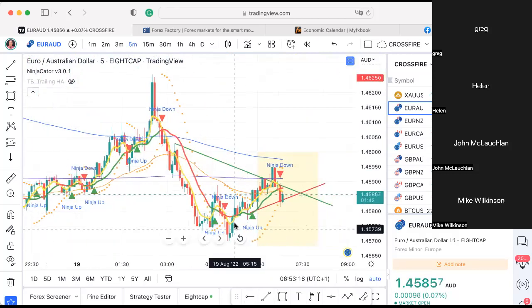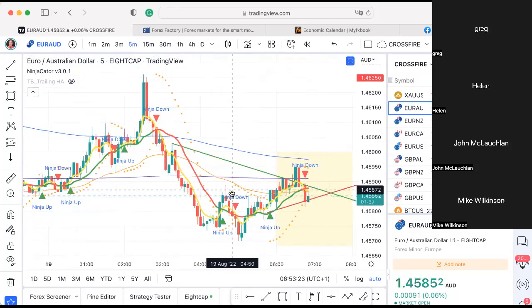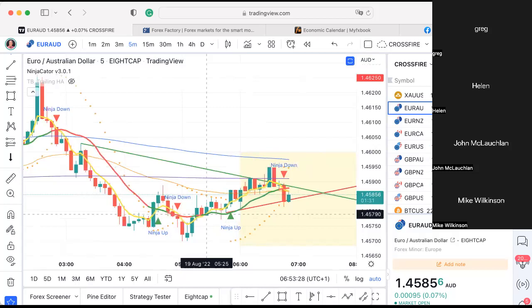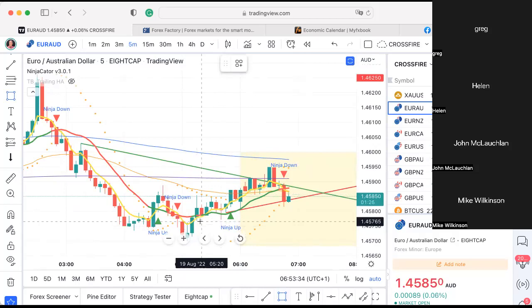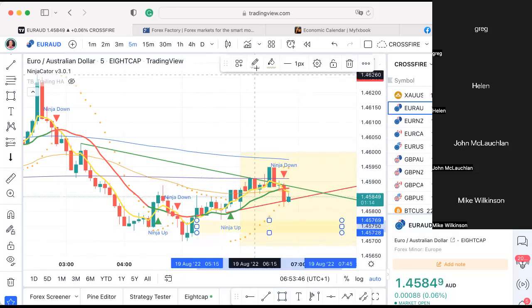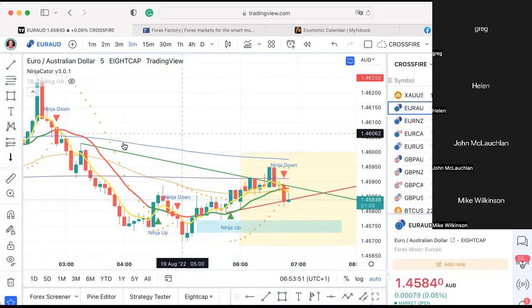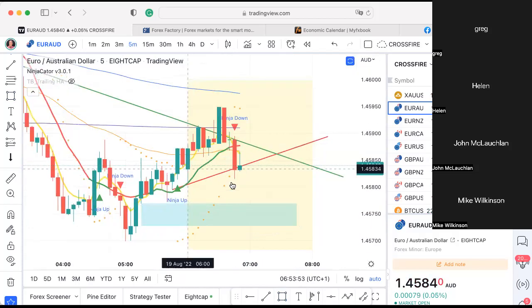So there's an area of imbalance. We'll mark that one off just as an example. I'm going to take it from the bottom of that wick there, which coincides with another one. So there's an area of imbalance. I'm going to change the color of that. So there's a potential target if price does make its way past this red line.